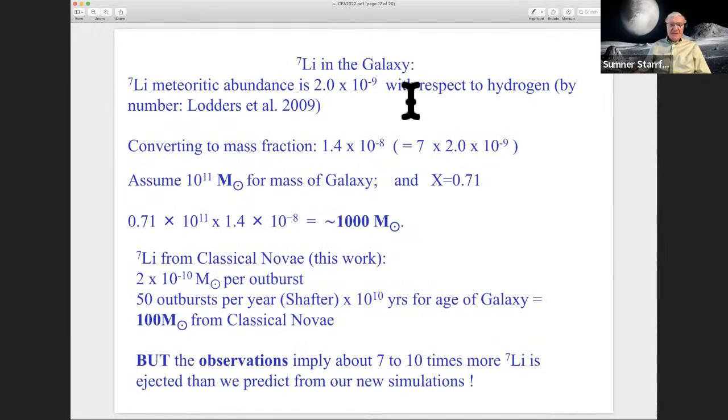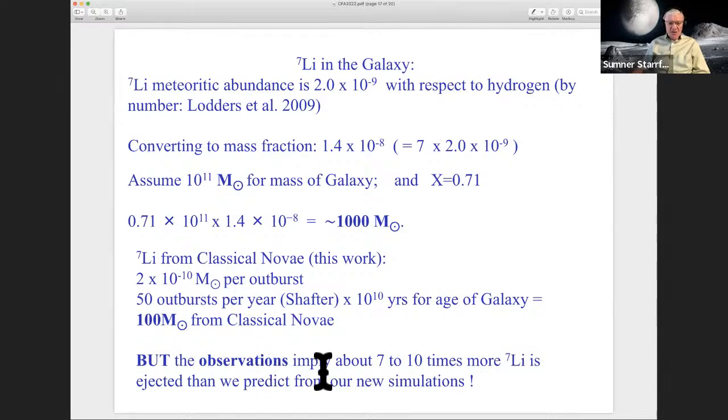If we use that number, compared to Lauders, we get about 1,000 solar masses of lithium in the galaxy. If we take our lithium from our classical novae work, we get about 100 solar masses. Okay, so that's not a large fraction. Where else does it come from?